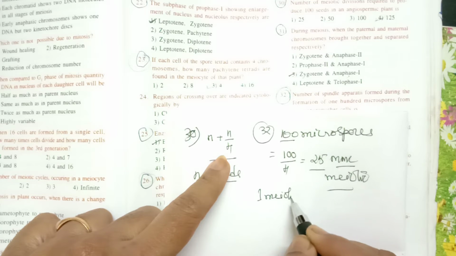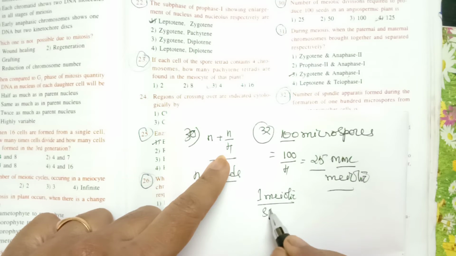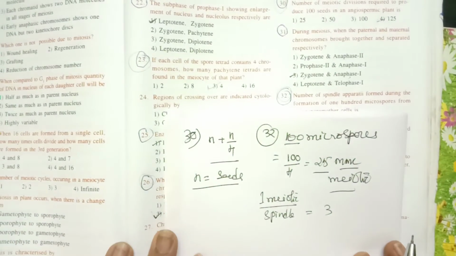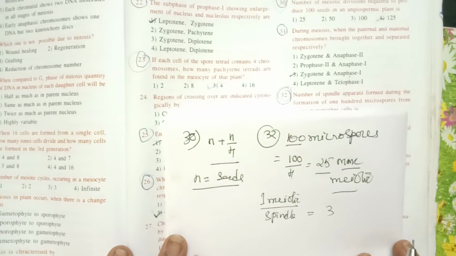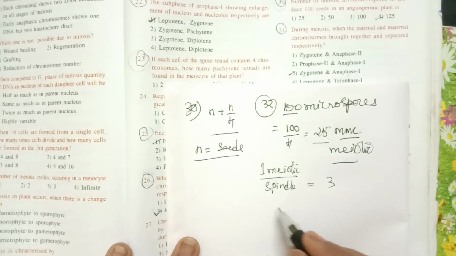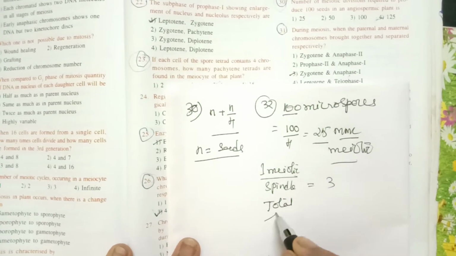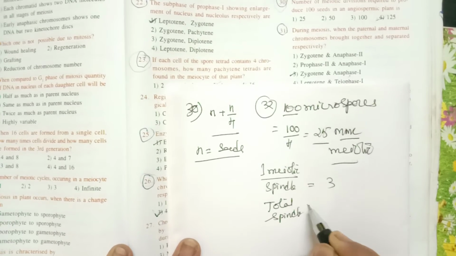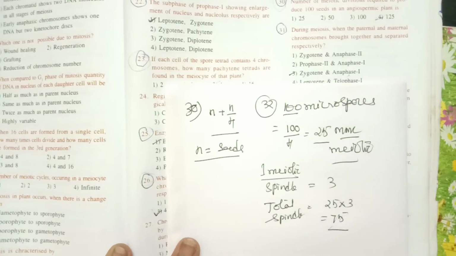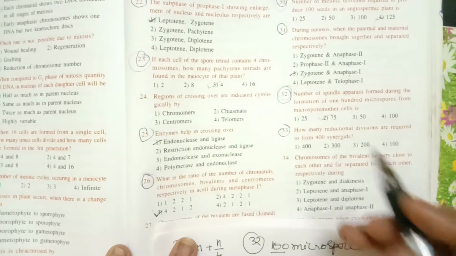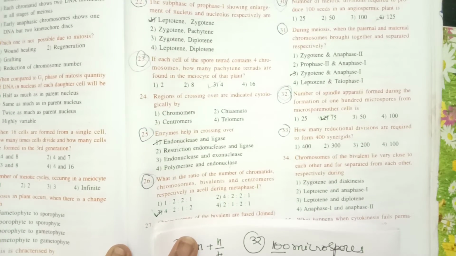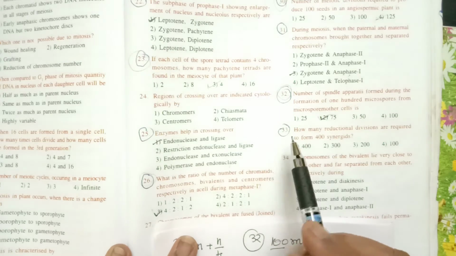For one meiotic division, 3 spindle apparati are formed: 1 in meiosis 1 and 2 in meiosis 2. So total 3. We got 25 meiotic divisions, so total spindle apparati will be 25 into 3, that is equal to 75. So the answer will be 75 for this question. Now next question, question number 33.